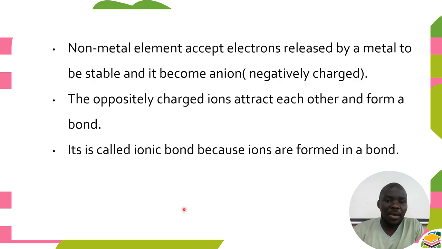It is called an ionic bond because ions are formed in the bond. How are ions formed? We have already explained that ions are formed when a metal releases the valence electrons, as well as when a nonmetal gains those electrons. This is how an ionic bond is formed.